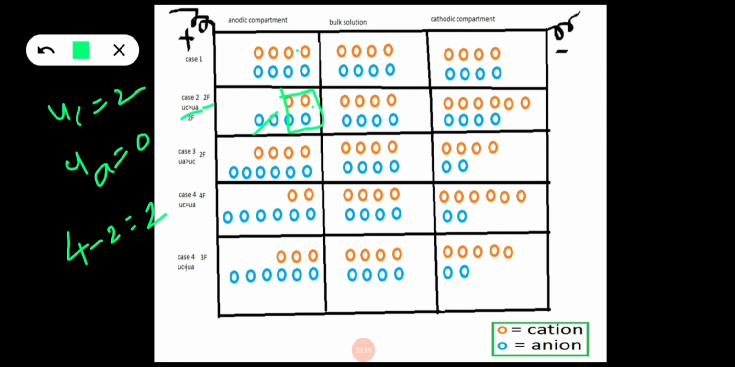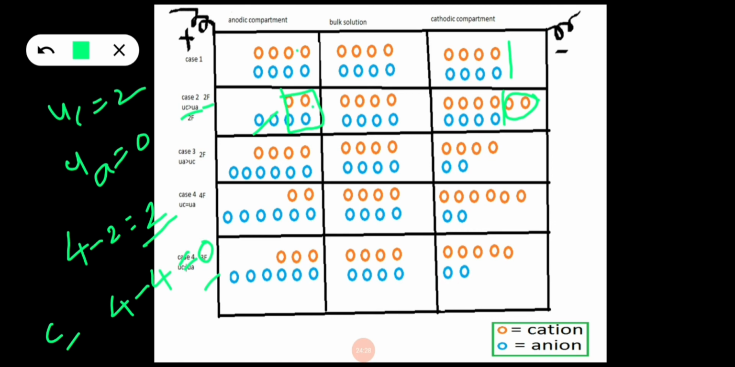And let us see the change in the concentration in the cathodic compartment. These two will be deposited, and the initial concentration is 4 moles and our final concentration is also 4 moles in the cathodic compartment, the minus charged compartment. The change in the concentration is 0. In the anodic compartment, the change in the concentration is 2. In the cathodic compartment, there is no change in the concentration, that is 0.